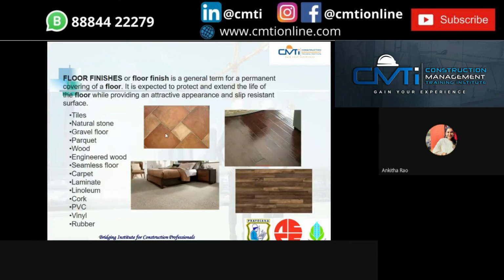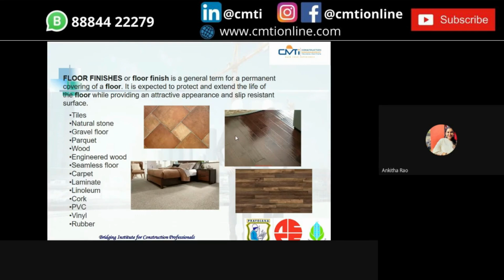And this is the floor finishing. It is generally a term for a permanent covering of a floor. It is expected to protect and extend the life of the floor while providing an attractive appearance and slip resistant surfaces. Floor finishes can be of tiles, natural stone, gravel floor, parquet, wood, engineered wood, seamless floor, carpet, laminate, linoleum, or PVC, vinyl, rubber. This is a tiled floor finish, and this is the wooden one. Here we have used carpet for floor finishing, and this is parquet.